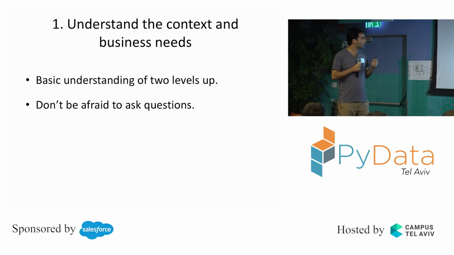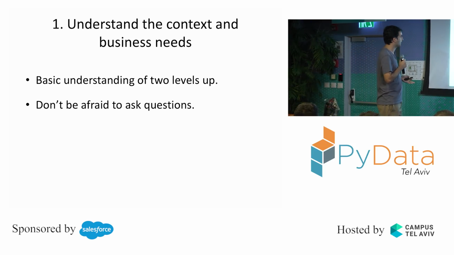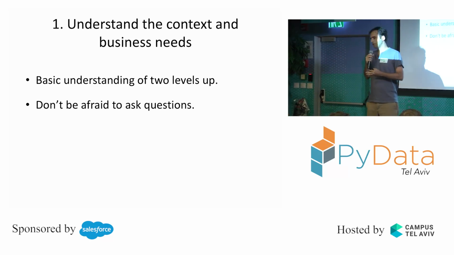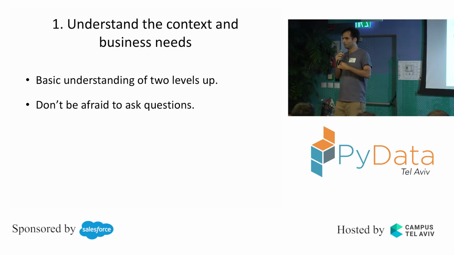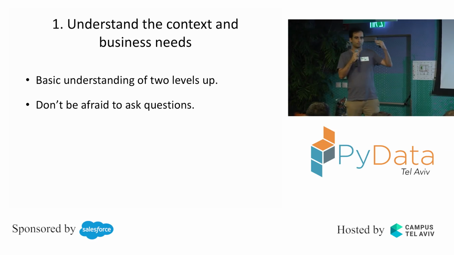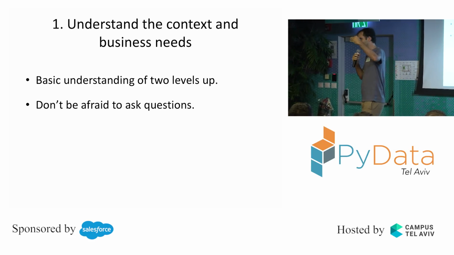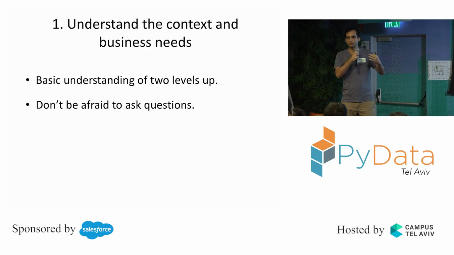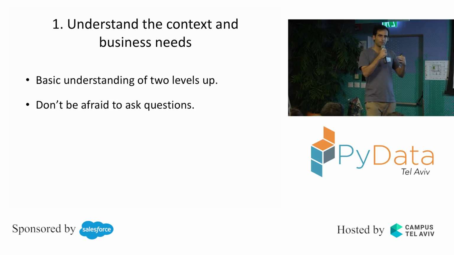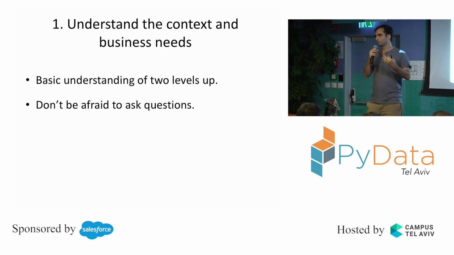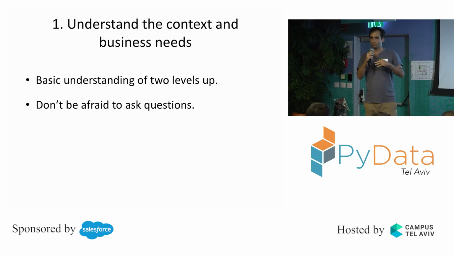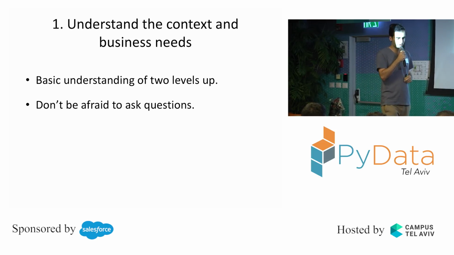So first, you must understand the context and business needs. In the military, it's always advisable to know two levels above you, right? If you are a platoon commander, you need to know what's happening at the company and the battalion level. If we take the analogy to the tech world, you need to understand what's happening not only in your team, but in the entire R&D group, or the closest 60 people you're working with.